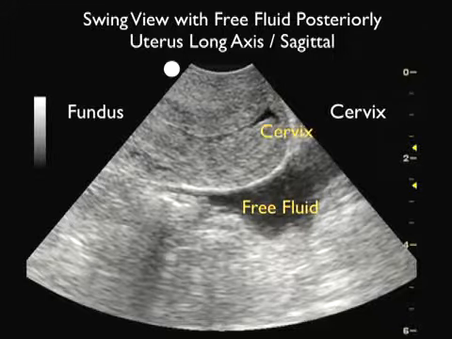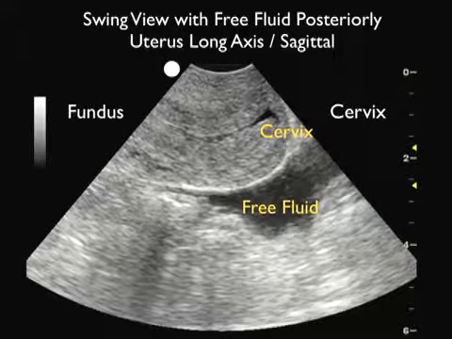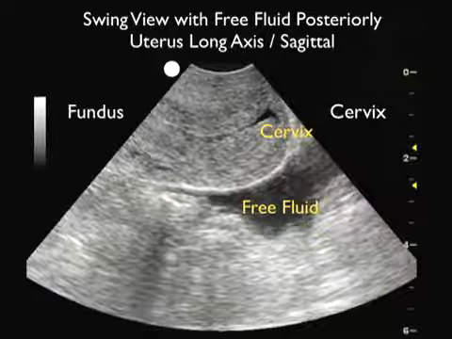Notice that we could have easily missed this amount of free fluid if we had only looked at the fundal region of the uterus. Thus, it's very important to inspect all the way from fundus to cervix for any pathology within the uterus and also any free fluid within the pelvic cul-de-sac posterior to the uterus.